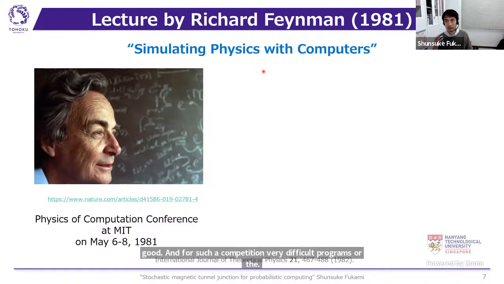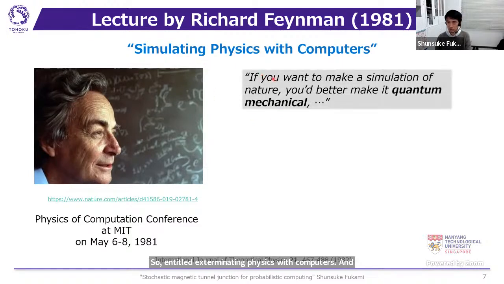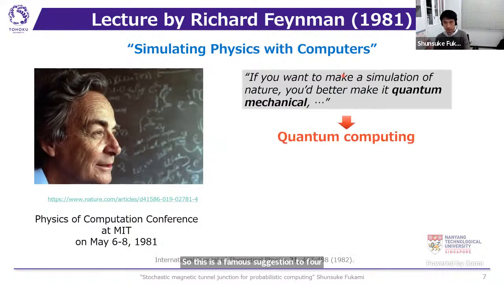So, for such computationally difficult problems, or the complex problems existing in nature, Richard Feynman gave a famous lecture in 1981 entitled Simulating Physics with Computers. In this lecture, he mentions that if you want to make a simulation of nature, you'd better make it quantum mechanical. This is a famous suggestion for the possibility of quantum computing, and this talk has triggered today's extensive effort to realize quantum computers.